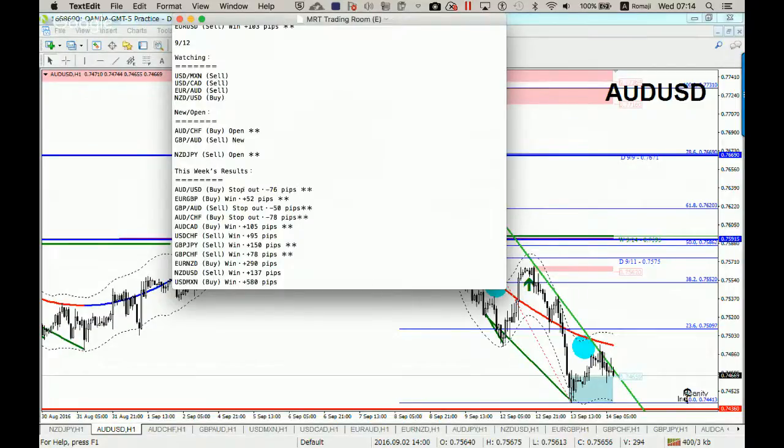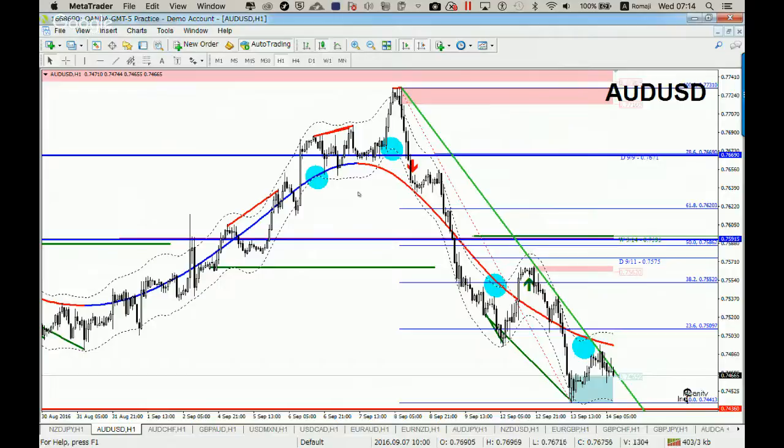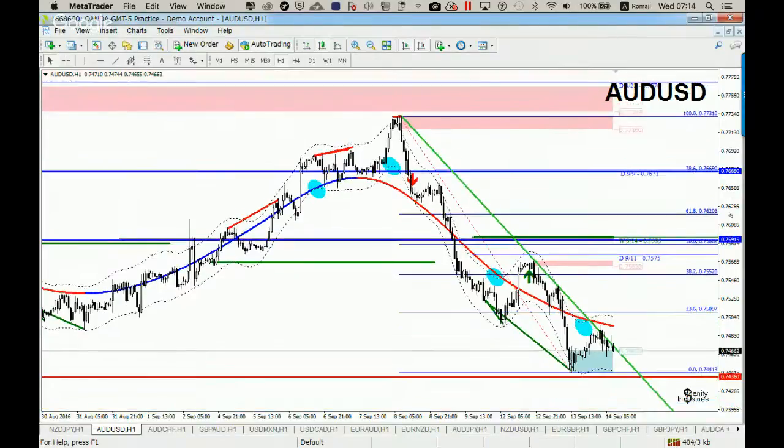And unfortunately, it did everything the other pairs did. The other trades did. It stopped out, and now it's getting ready to set up a new trade. So this would be a retrade. I drew you the trend line. We have a new Class A zone here. It looks like it wants to move lower.